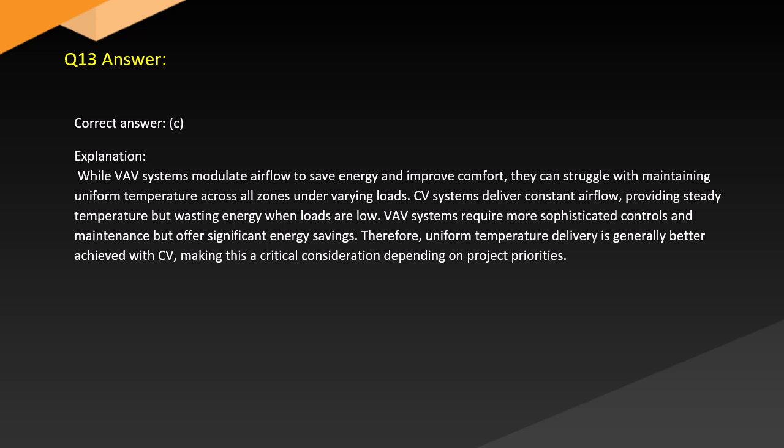Answer. Correct answer. C. Explanation. While VAV systems modulate airflow to save energy and improve comfort, they can struggle with maintaining uniform temperature across all zones under varying loads. CV systems deliver constant airflow, providing steady temperature but wasting energy when loads are low.